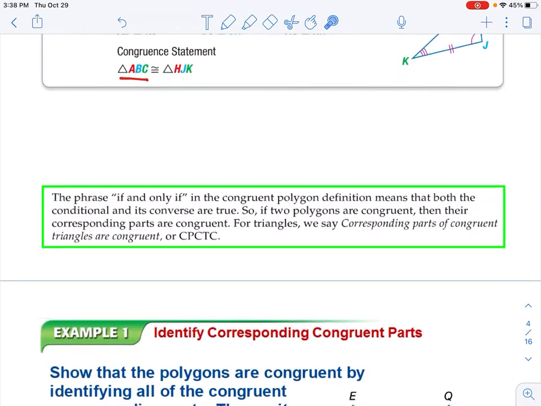Inside the green box, we read the phrase if and only if, and the congruent polygon definition means that both the conditional and its converse are true. So if two polygons are congruent, then their corresponding parts are congruent, and vice versa. We talked about that. For triangles, we say corresponding parts of congruent triangles are congruent, or CPCTC. We are going to use this a whole bunch on upcoming proofs. I would highlight this, mark that in your brain. We are going to need this and use it a bunch.